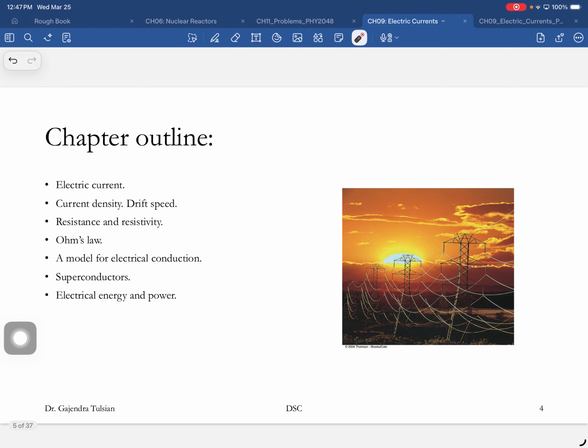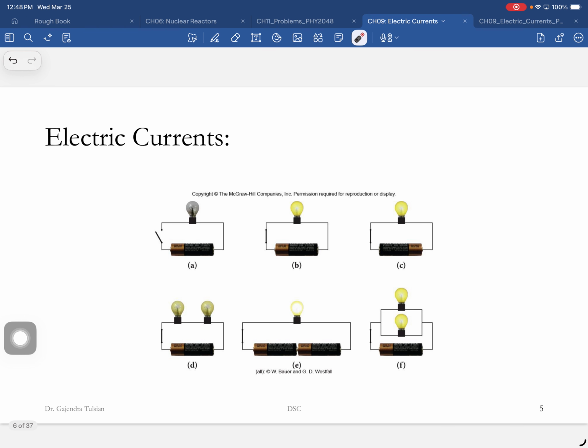All right, so what are we studying now? Moving charges, okay? So we'll define electric currents, electric current density, drift speed, Ohm's law, and so on, okay. All right, so let's look at this picture.